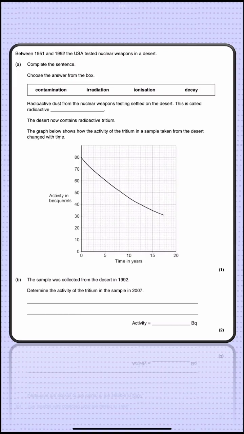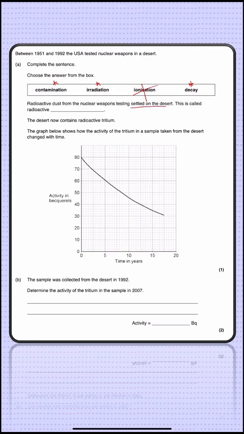Okay. Getting a mix of answers here. So what do we have so far? We've got decay, irradiation. We've got contamination. So no one said ionization, so that's good. So keep voting, guys. What do you guys think it is?